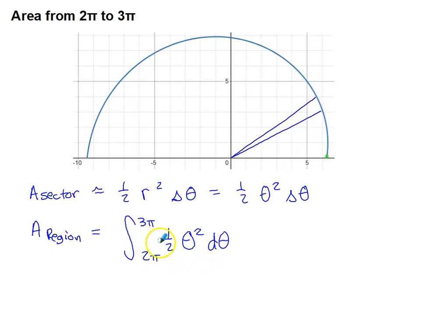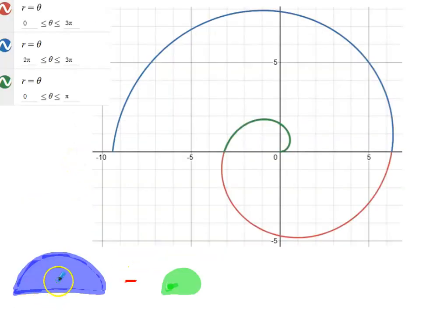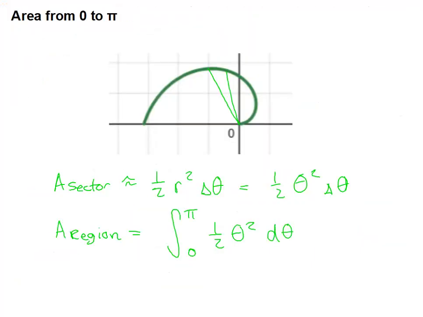So you'll notice I'm adding up all possible sectors' areas with a definite integral, starting with my lower limit at 2 pi and ending with my upper limit at 3 pi. So that's going to basically account for every possible sector that I could have drawn that has its bounds from 2 pi to 3 pi. This will give the area of this blue space. If I want to subtract off the area of the green space, I need to do another integral to find the area of the green space.